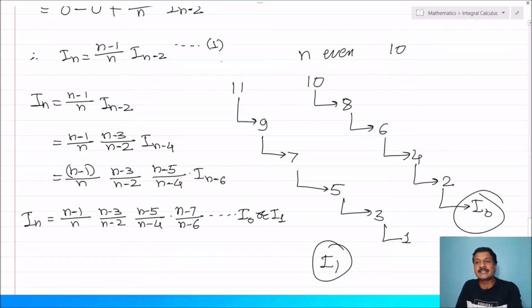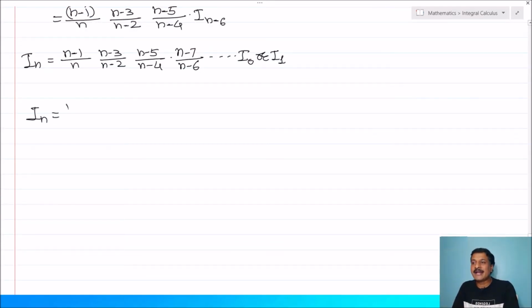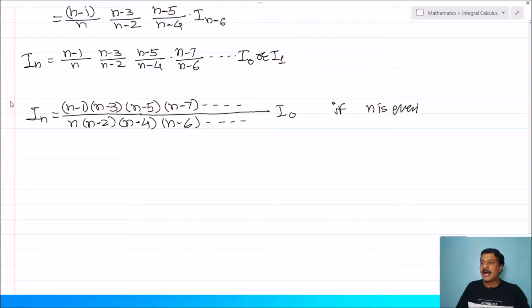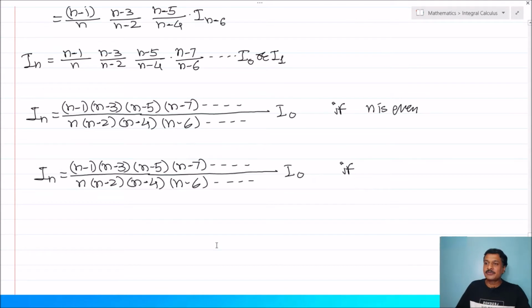So that depends on whether n is even or odd, and that is why I am getting the result as In equal to: I will write here (n minus 1) into (n minus 3) into (n minus 5) into (n minus 7) dot dot dot upon (n minus 2)(n minus 4)(n minus 6) dot dot dot into I0 if n is even, and I am getting In equal to (n minus 1) into (n minus 3) into (n minus 5) into (n minus 7) dot dot dot upon n into (n minus 2) into (n minus 4) into (n minus 6) dot dot dot into I1 if n is odd.